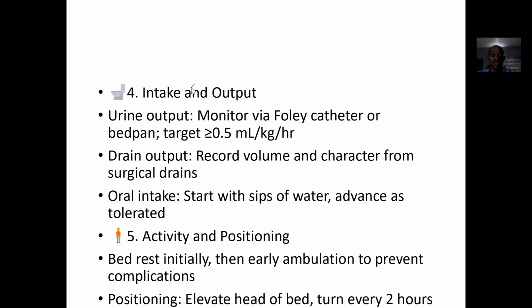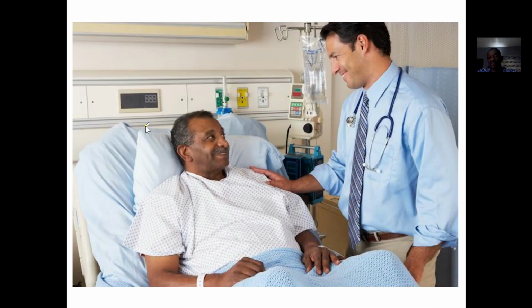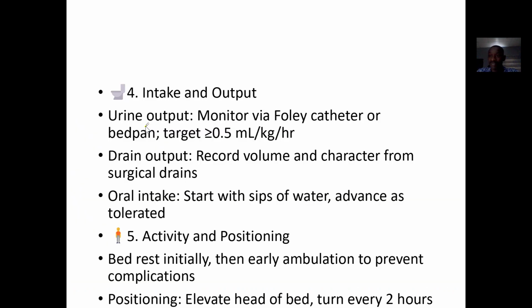Then intake and output: you keep checking the urine output, the drain output, and the oral intake. Then their activity and position. You see that most of the time the bed is at 45 degrees, or depending on your patient, you always position the bed as they prefer.